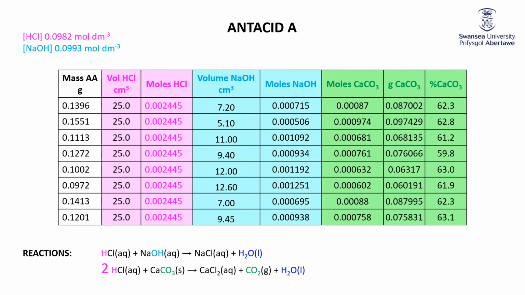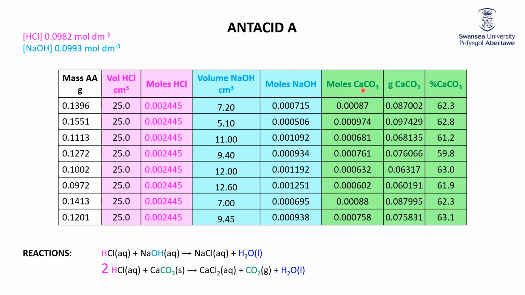So we've worked through a sample calculation. Now let's repeat everything we did for all of the data points. So different masses of the antacid, always dissolved up in 25 cubic centimeters of the HCl. Knowing the concentration of the HCl, I get the moles of the HCl. I then titrated it with sodium hydroxide to get the moles of sodium hydroxide to see what was left.